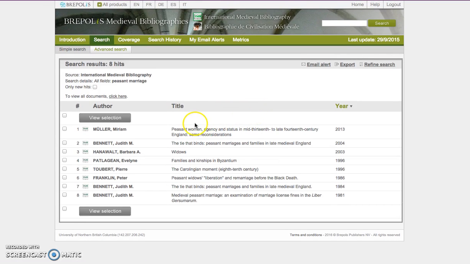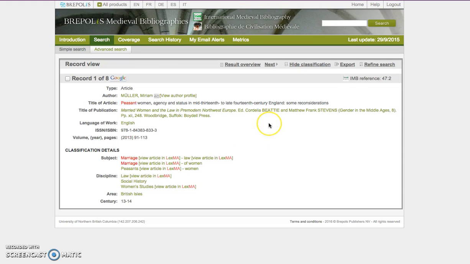Now here we have one on peasant women agency and status in mid-13th to late 14th century England, some reconsideration. So that might be useful for me. That also looks at England, again a bit of a later time period, but that's okay. It's in this book here called Married Women in the Law in Pre-Modern Northwest Europe. It's an article in that book there, so it gives me the information on where I can find that book, and then also gives me some of the various search categories that I can have. So that also might be a good article for me. It also indicates that it covers the 13th and 14th centuries, so that is the time period that I'm looking at as well.